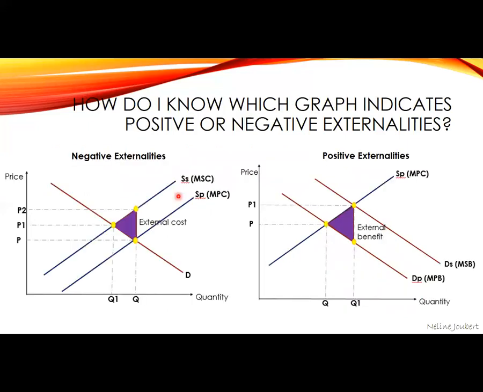Now, one of the questions I get asked quite often is, how are we supposed to know which graph indicates a positive externality and which graph indicates a negative externality? And that is why I put them here next to each other for you. For negative externalities, we want producers of this item to produce less of this product, because producing less will increase the market price. And an increase in the market price means the quantity demanded will actually also decrease.